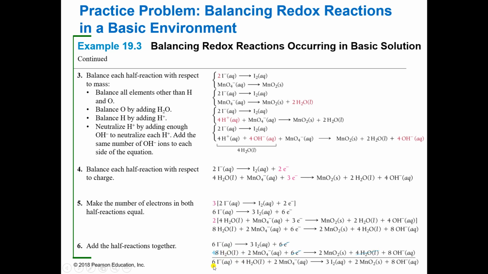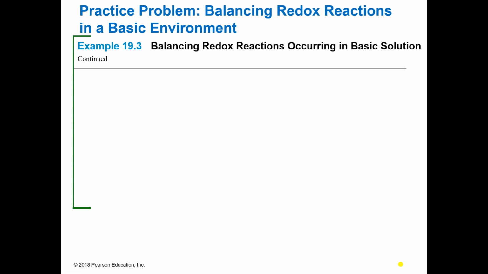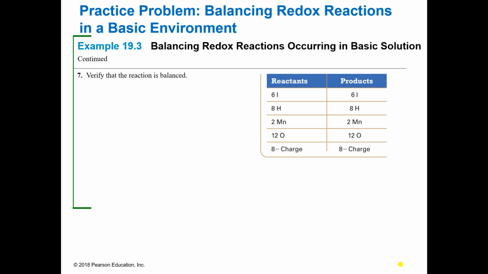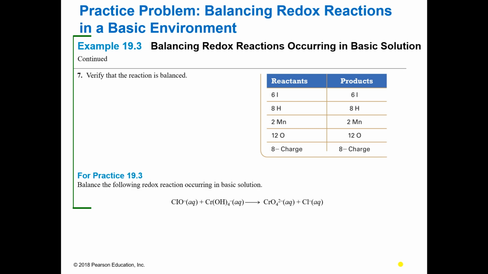So my net is 6 iodines plus 4 waters, that's what's left over, plus 2 MnO4 minuses yields 3 I2s, 2 MnO2s, that water went away, and 8 hydroxides. Now you just have to check that everything is there and present, and that everything is good to go. You have everything balanced. You have the right number of stuff on the left and the right side of the arrow. I highly recommend practicing this one as well.